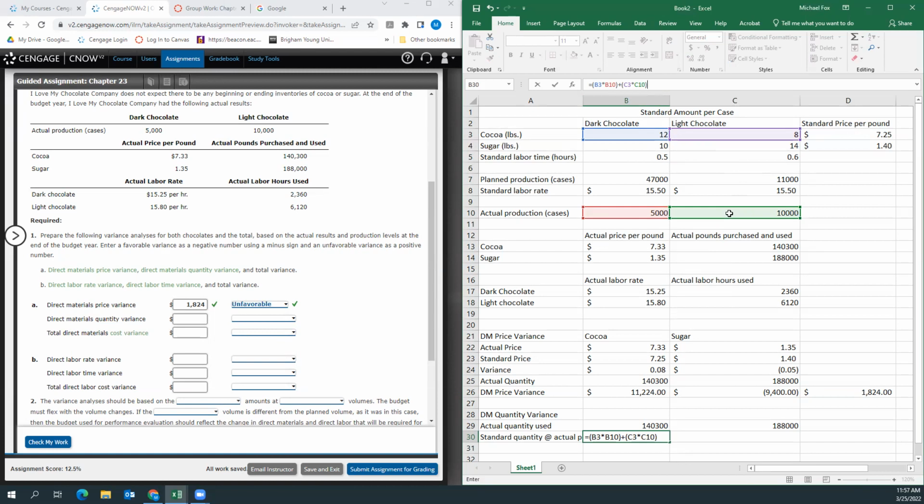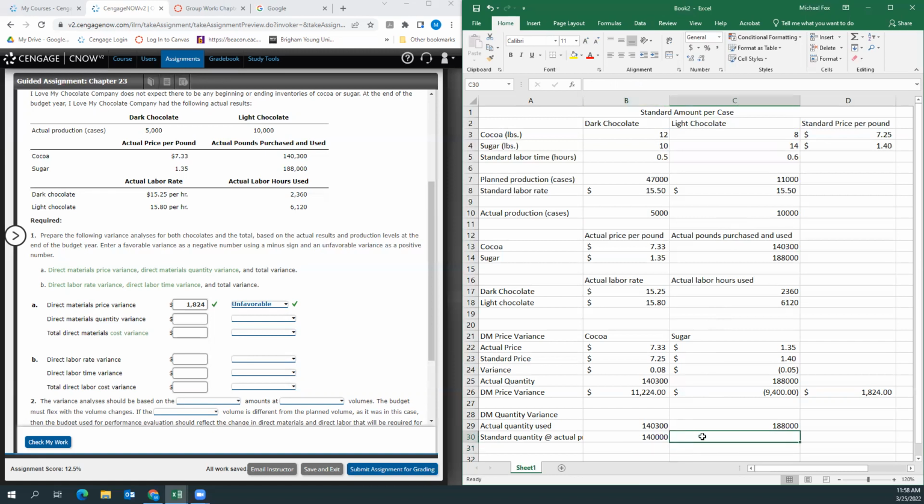So what we're saying is at the quantity that we actually produced, what would be the standard cost? Or I'm sorry, the standard, in this case, quantity used, okay? So our standard then at 5,000 cases of dark chocolate and 10,000 cases of light chocolate, we would expect a quantity of 140,000 pounds of cocoa. Okay, we'll do the same thing for sugar.